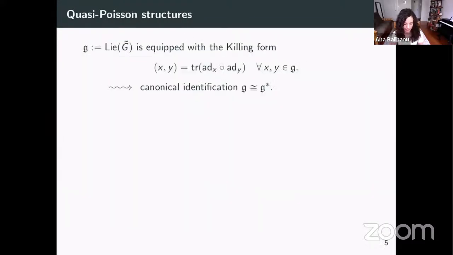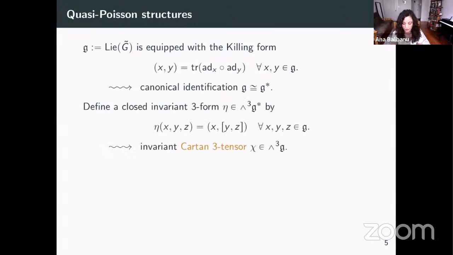So I fix a bit more data. So fraktur g is going to be the Lie algebra of our group, and this is equipped with the Killing form. And because the group is semi-simple, the Killing form is non-degenerate. So this gives me a canonical way to identify g with its dual g star.